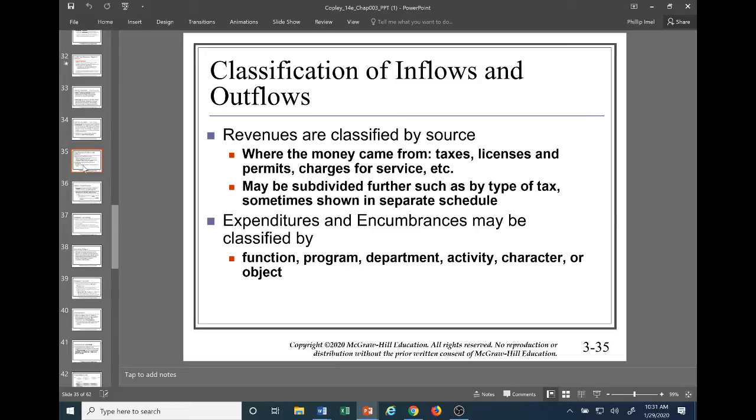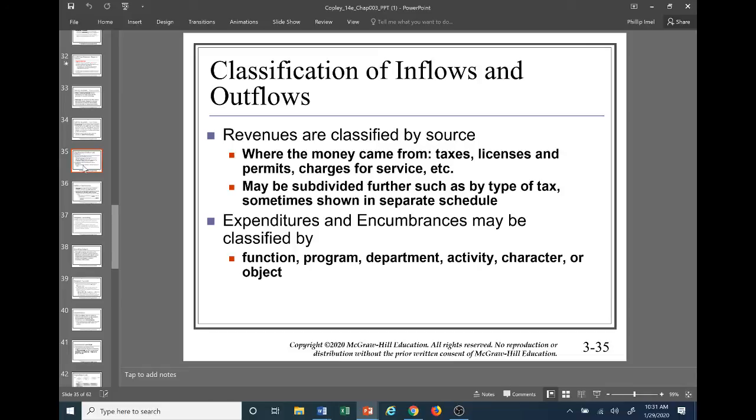That way, the government can really tell, okay, where's our main revenue streams? What can we count on? Where is our money instead of just saying revenues? So obviously, revenues need to be classified by source because we want to know what sources are our stronger sources and which ones are our weaker sources. And maybe subdivided further, such as by the type of the tax, sometimes shown in a separate schedule.